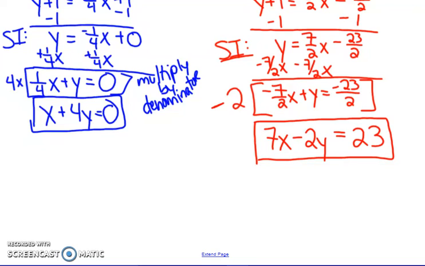Again, it's super important. We don't want a to be negative and we don't want any fractions. So make sure if it's negative, you're multiplying everything by that negative. If you have a fraction, you're multiplying by that denominator.